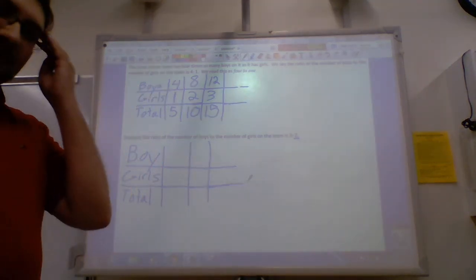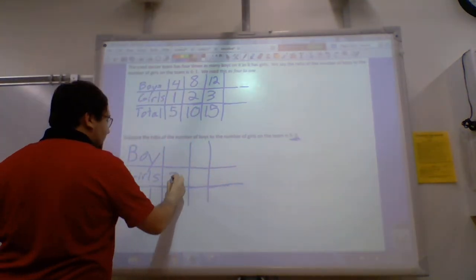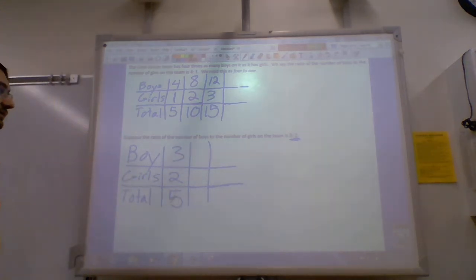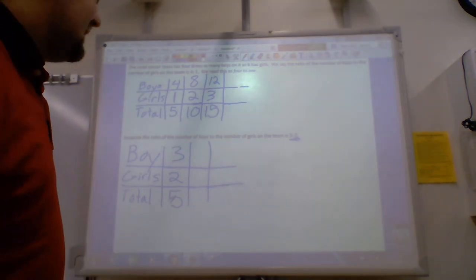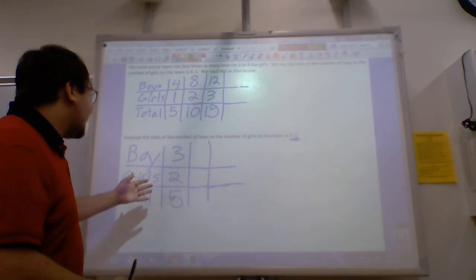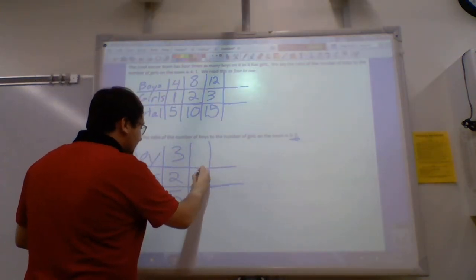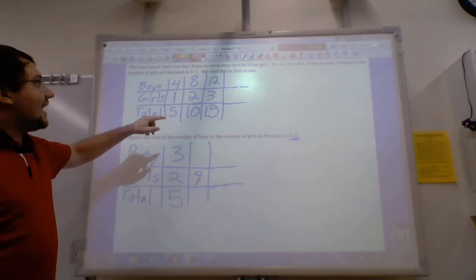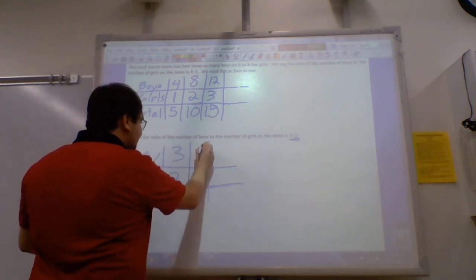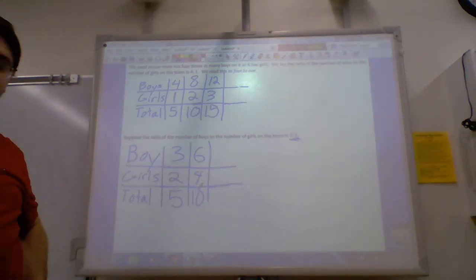So let's look at this. We can do our first one right here. For every 2 girls, we have 3 boys, and for every 3 boys, we have 2 girls, and we have a total of 5 people. Now, instead of adding 1 girl, every time we add girls, we have to add 2 girls. And instead of adding another 4, we're only going to add 3. So 3 plus 3 gives us 6. We still end up with 10 people on the team.